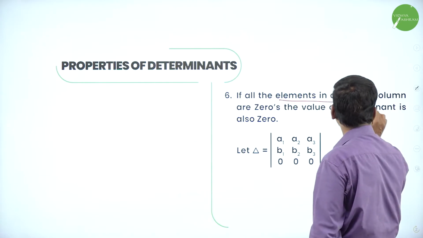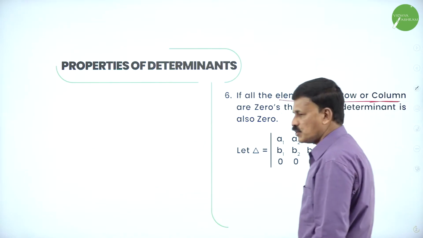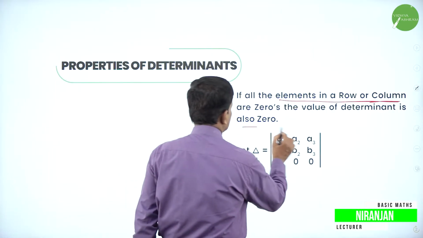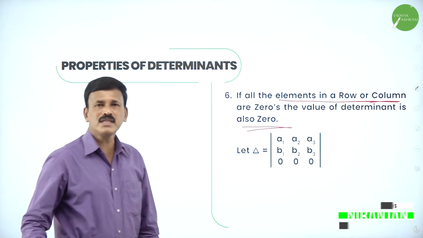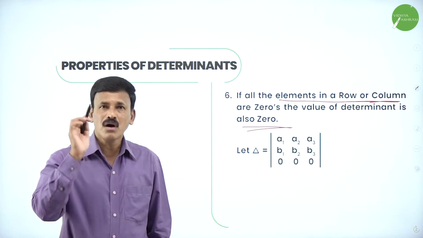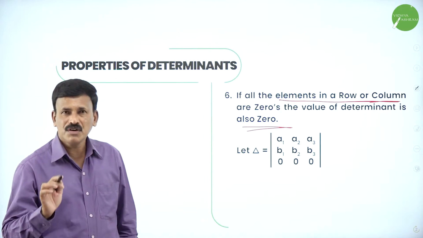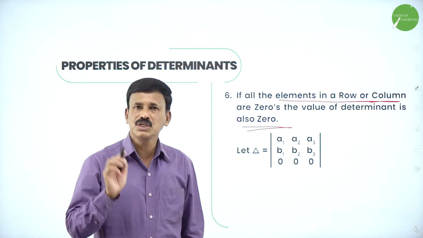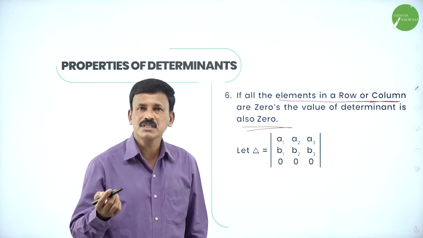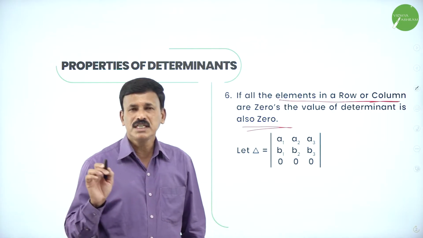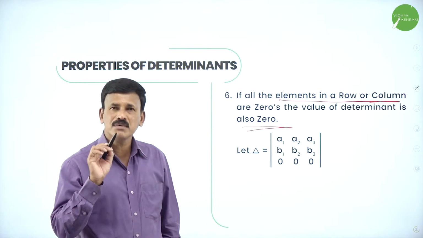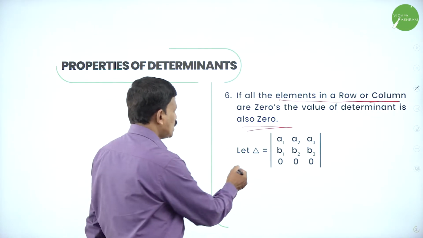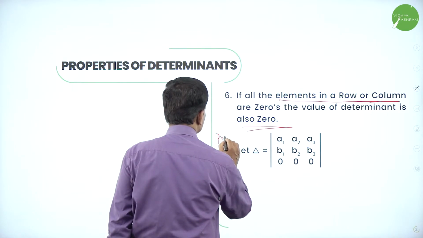If all the elements in a row or column, so if any row or column contains zeros, then the value of a determinant is also equal to 0. That is the meaning. So if all the elements in any row or column are zeros, then the value of the determinant is 0. Let us come to the proof.